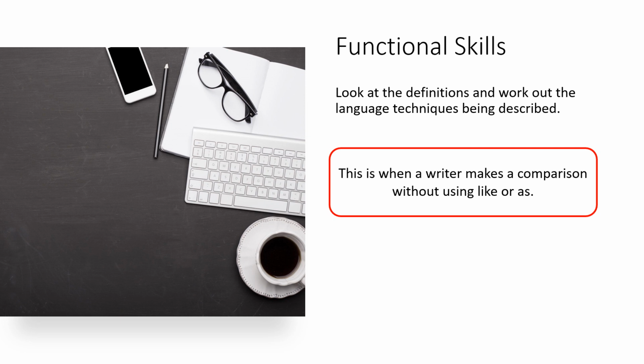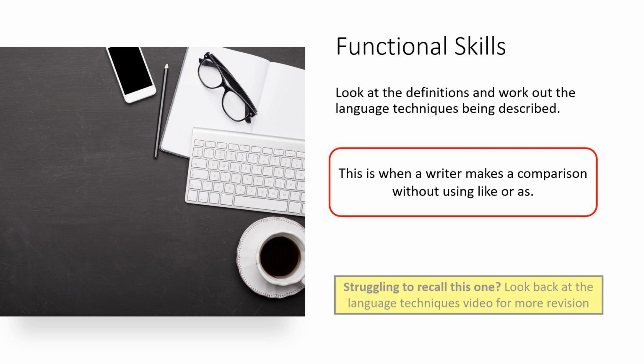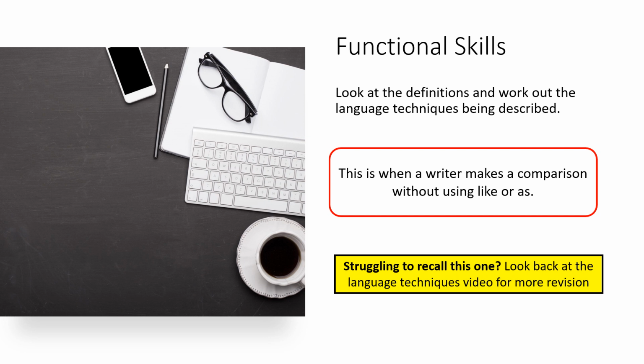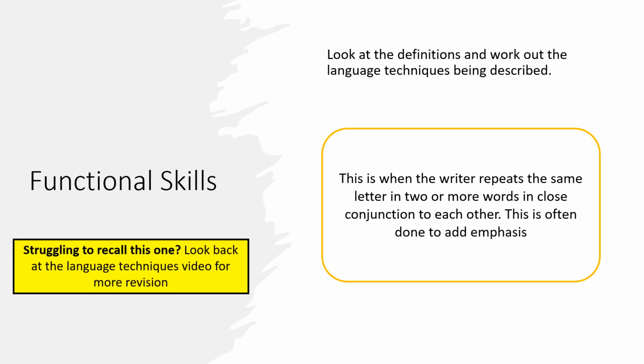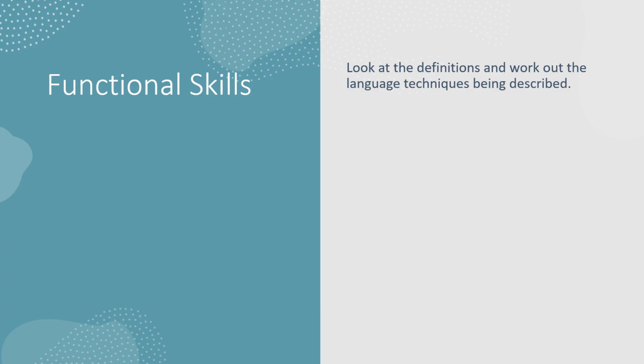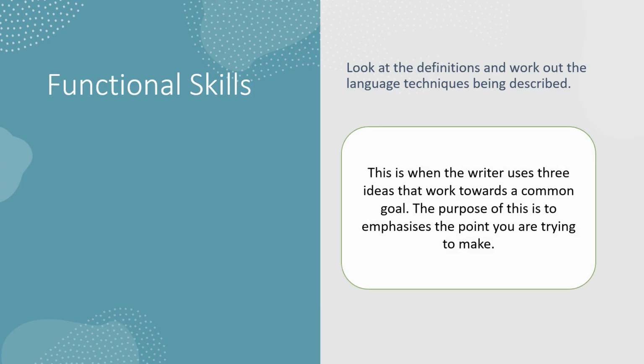This is when a writer makes a comparison without using like or as. This is when the writer repeats the same letter in two or more words in close conjunction to each other. This is often done to add emphasis. For this one then, this is when the writer uses three ideas that work towards a common goal. The purpose of this is to emphasize the point you are trying to make.